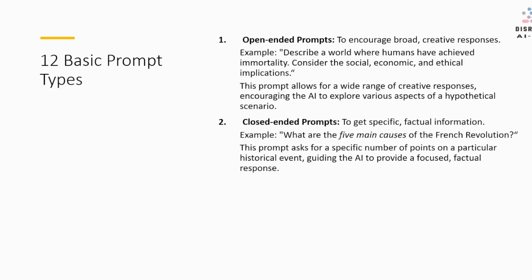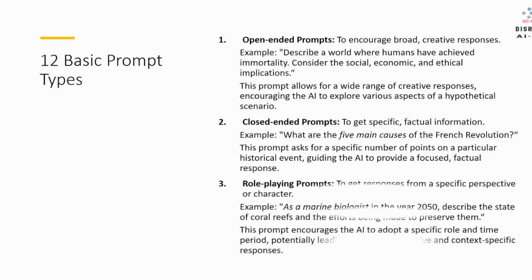Against this, we have the closed-ended prompt. So we want the prompt to be specific and we want to close the output. In this case, we are telling it to give the 5 main causes of the French Revolution. So 5 main causes, which is closed-ended.